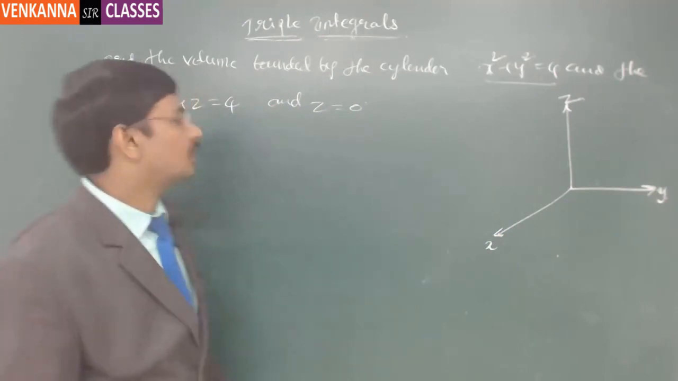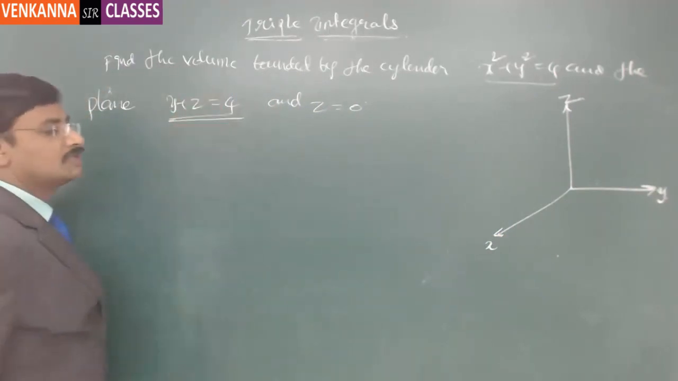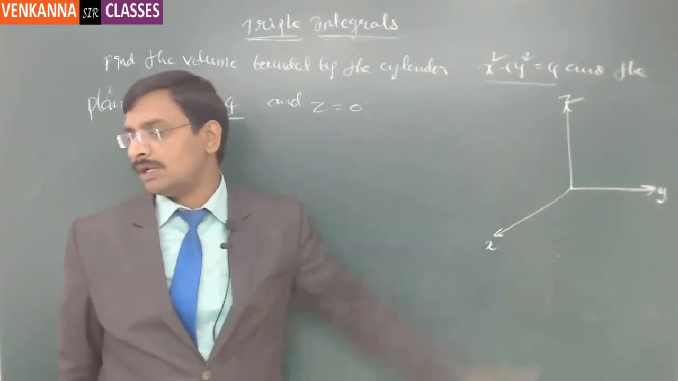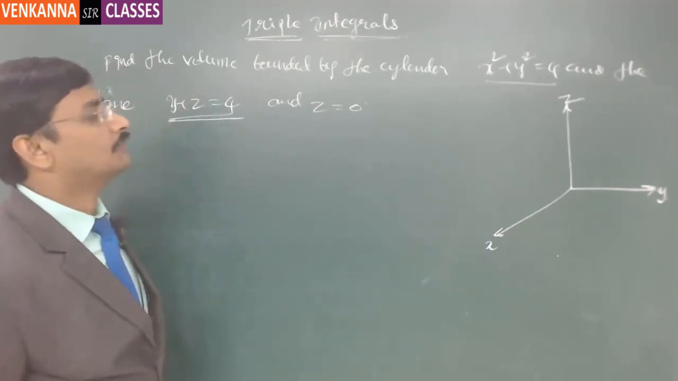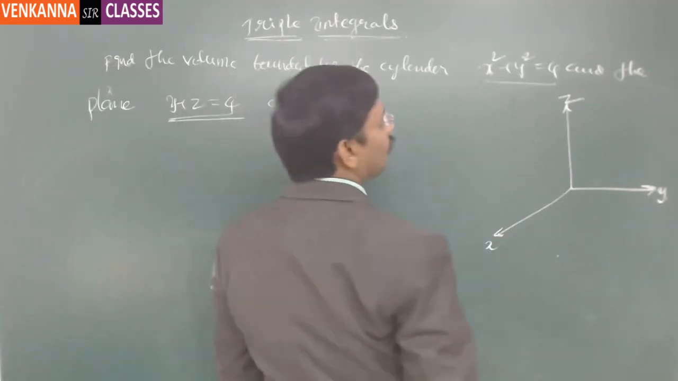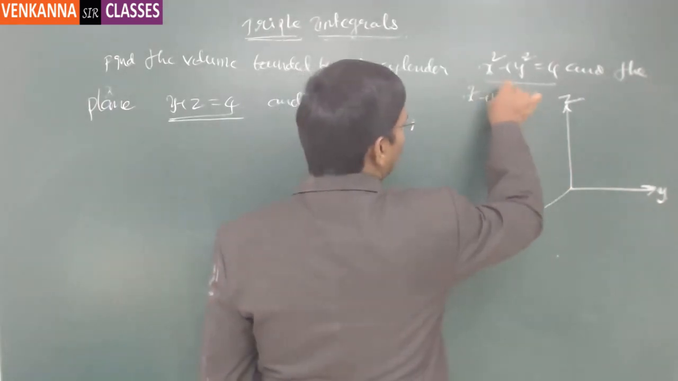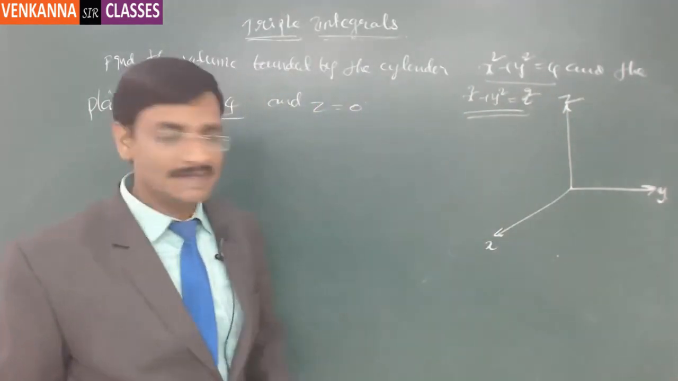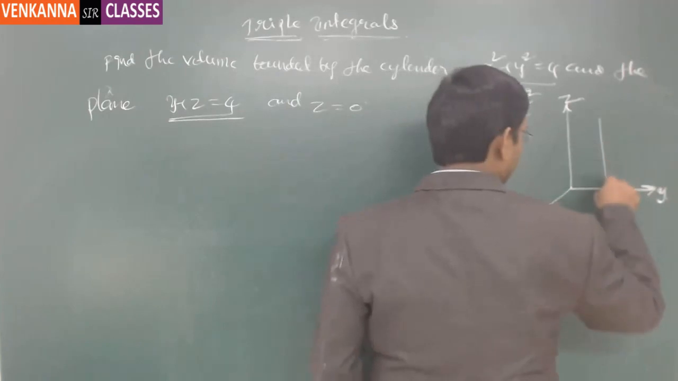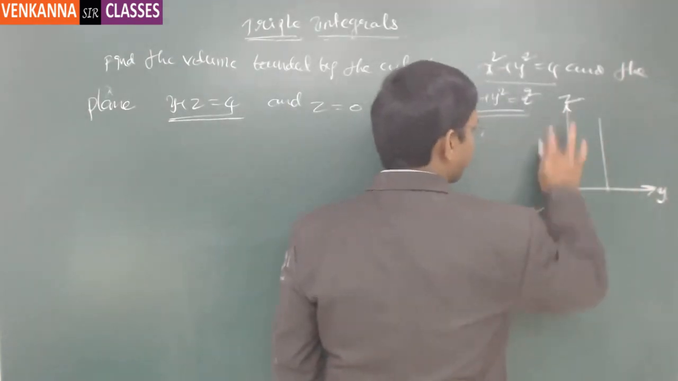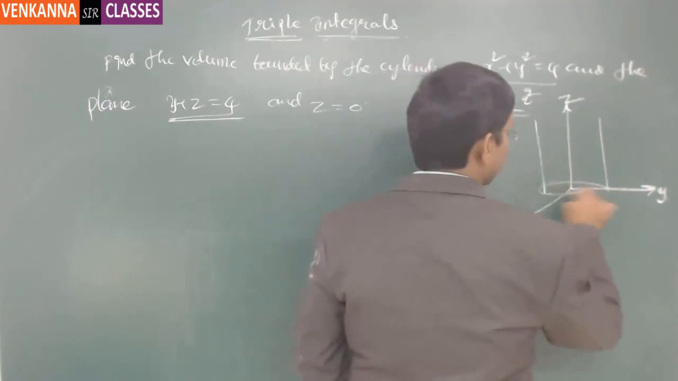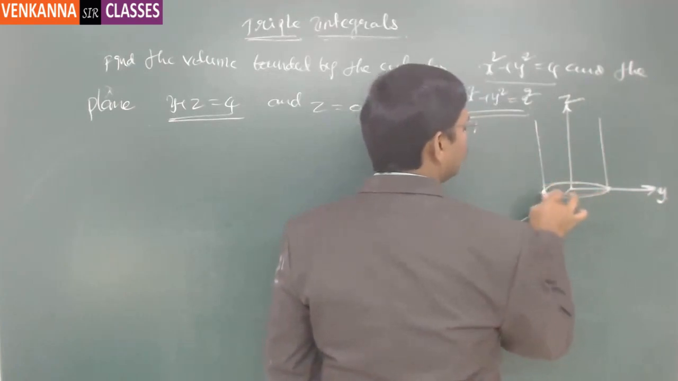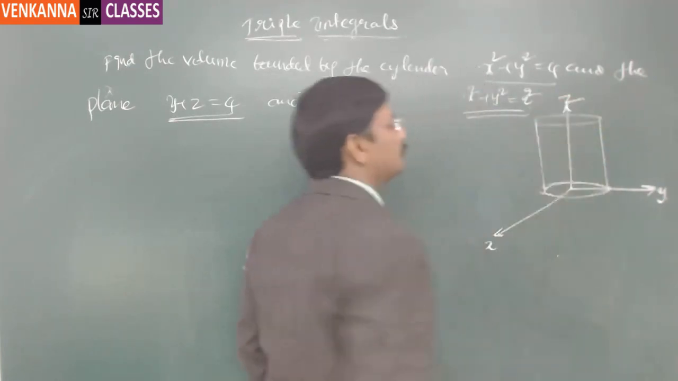I am calling that the y axis for the simple reason of convenience. Here he is talking about a plane y plus z is equal to 4. This is the plane he is talking about. Rather than keeping it here, if I keep it there, that will be easy for me to draw the graph. So x square plus y square is equal to 4 is nothing but x square plus y square is equal to 2 square. So this is a cylinder with xy plane along the z axis. That means this is the cylinder he is talking about.